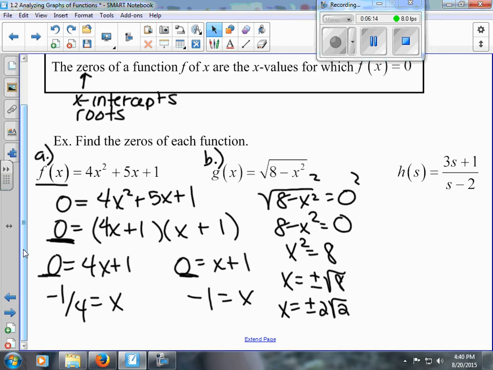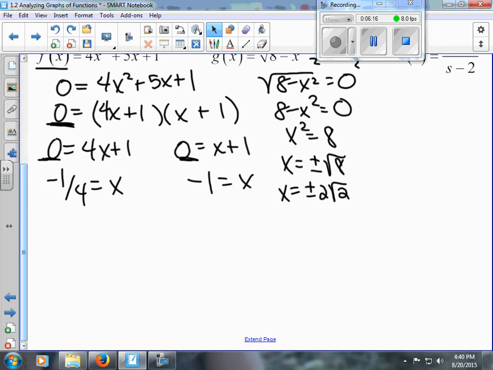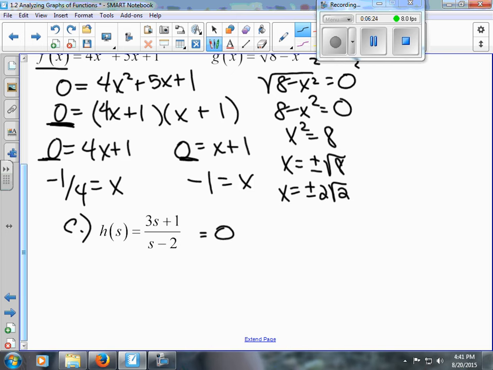And finally, the third example, I'm going to just pull it down here. See, we have h as a function of f. I'm going to set this equal to 0. If a quotient or a rational expression, a fraction, equals 0, then the numerator is 0, but the denominator may not be 0. Okay? You don't want the denominator to be 0.